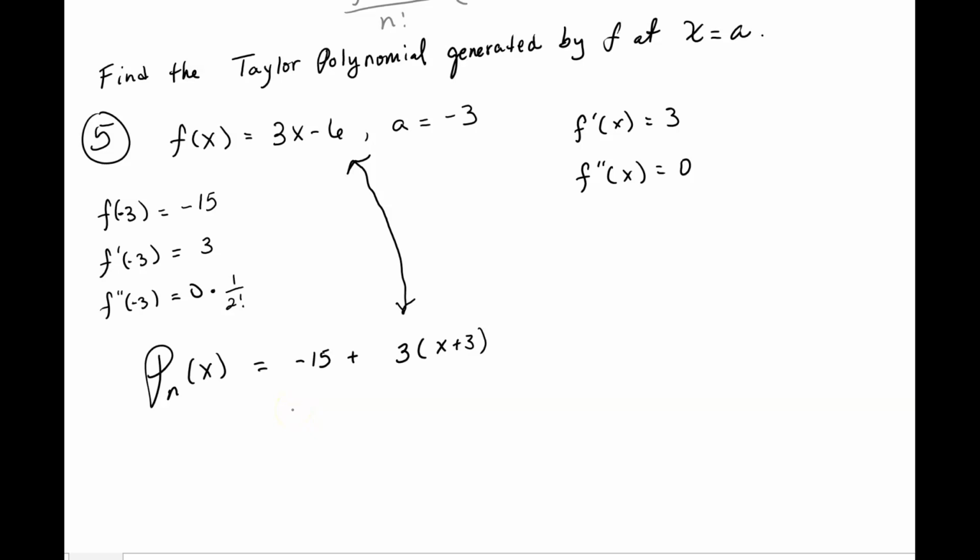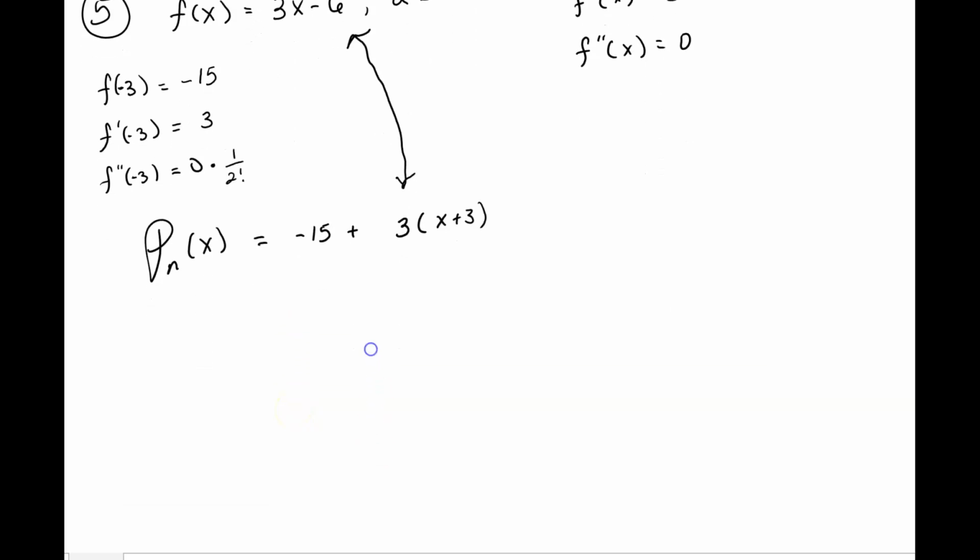Okay? I want you to see how that occurs. All right, let's take a look at one last example here. Here's the last example, number 6, and we're going to say f of x equals x squared plus 6x plus 5, and we want to find this around the number a equal negative 2.